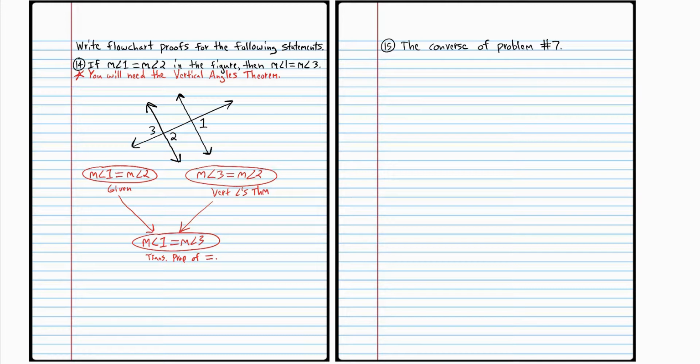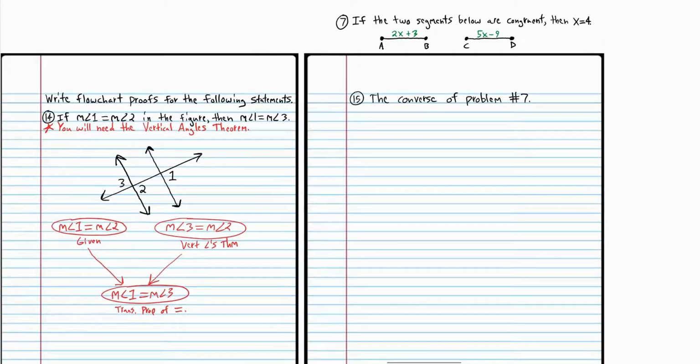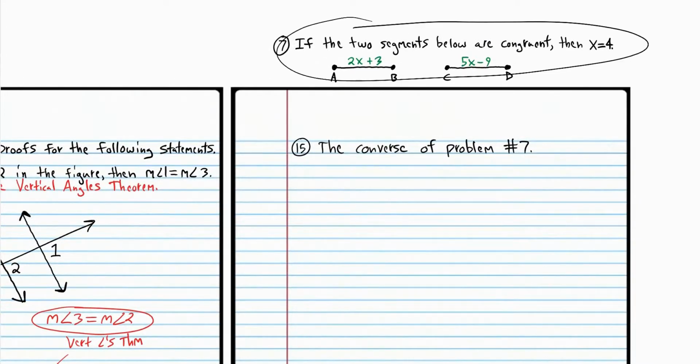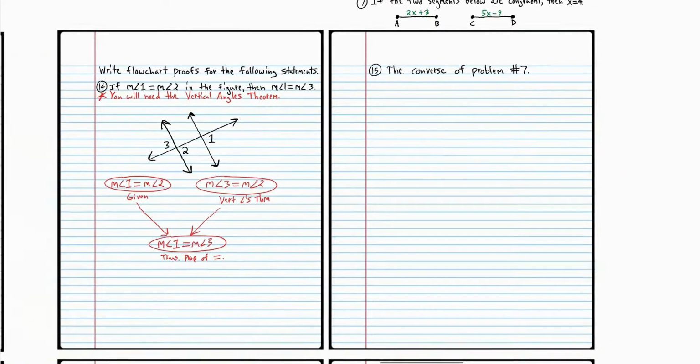All right, so on to number 15. Number 15 says we're going to write a flowchart proof for the converse of number 7. So let's look at number 7. I wrote number 7 up here, so we didn't have to go back to it. This is the original statement, but we need to prove the converse of that. So that means that we're going to start with x equals 4. You see, we're going backwards, and we're going to prove that these two segments are congruent, that AB is congruent to CD. So this is going to be a much longer proof than number 14.